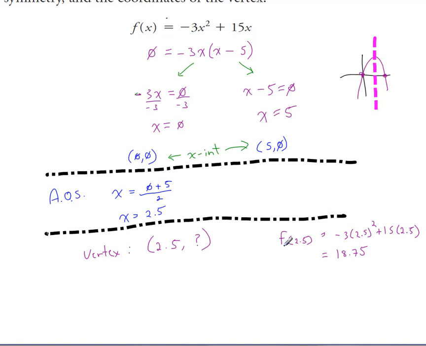So that's going to be our vertex. So we say, okay, our vertex is at 2.5 and 18.75. So let's actually draw what this looks like. Let's do a quick sketch. We kind of had it up here, but let's be a little more precise.